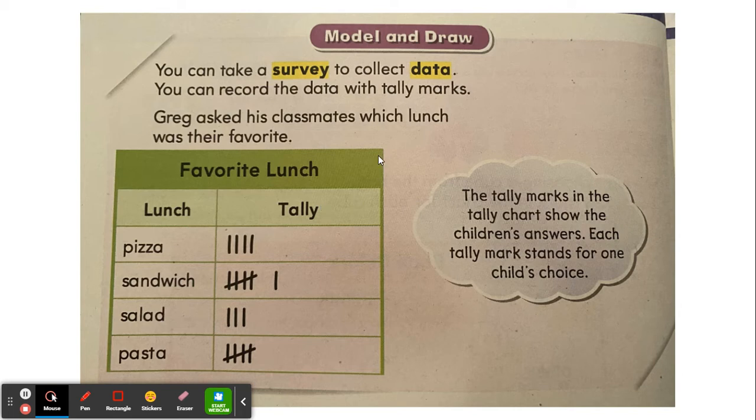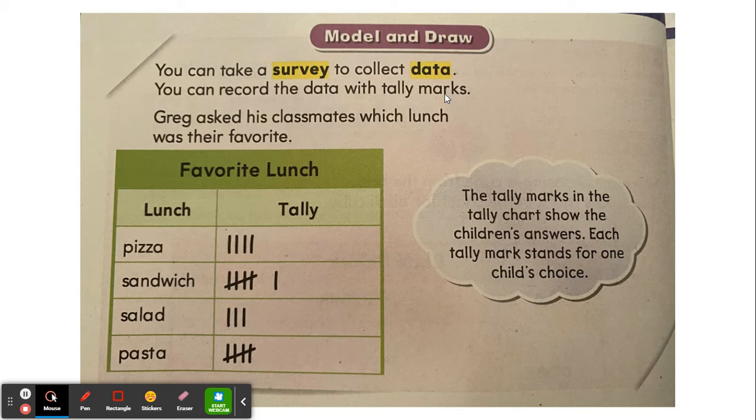You can record the data with tally marks. This is just a faster way for us to record our information. We use one straight line to represent one piece of data. Remember, on the fifth line, we bring it on over. The fifth tally mark is shown diagonal.